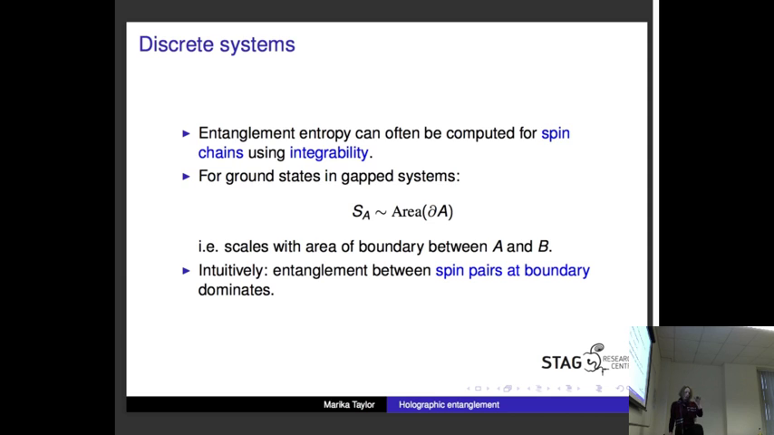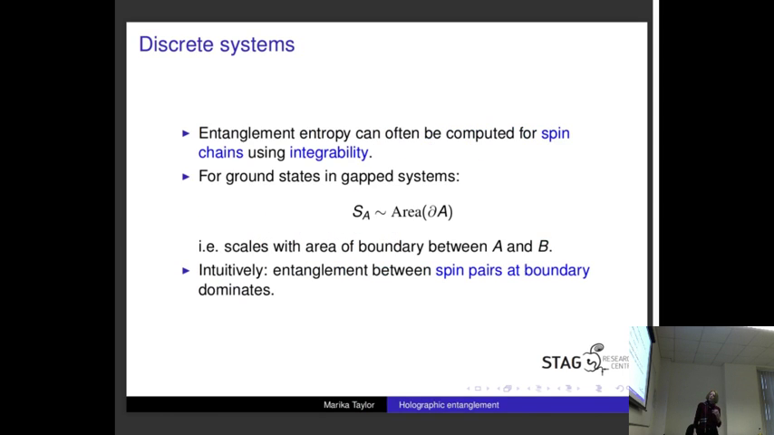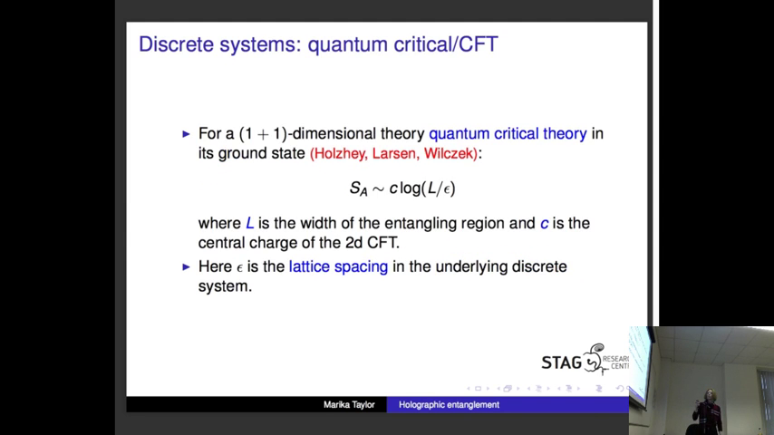If you're in a ground state in a gapped system, correlations fall off exponentially. So correlation functions fall off exponentially, and the only non-trivial entanglement that you're actually going to have is between spin pairs which are at the boundary. Entanglement between pairs which are not near the boundary is suppressed exponentially, and that's not going to contribute to the entanglement entropy. So if you have a system which has a mass gap, this is how entanglement entropy behaves.